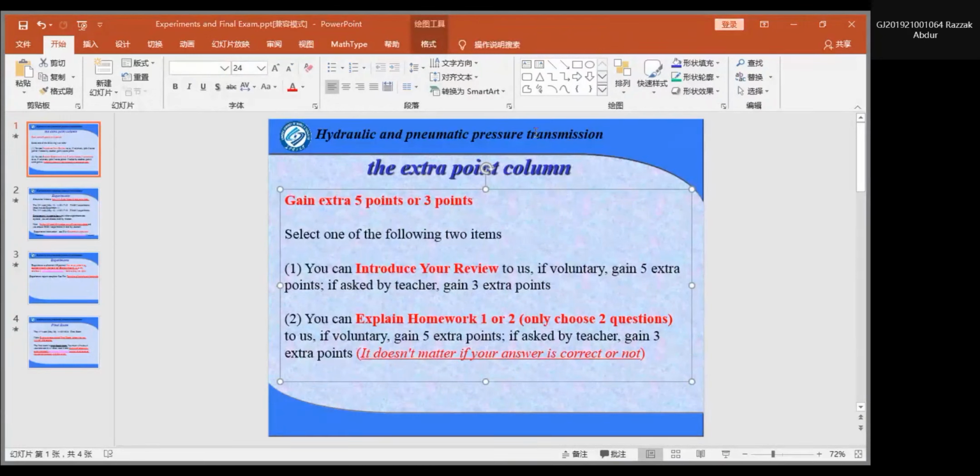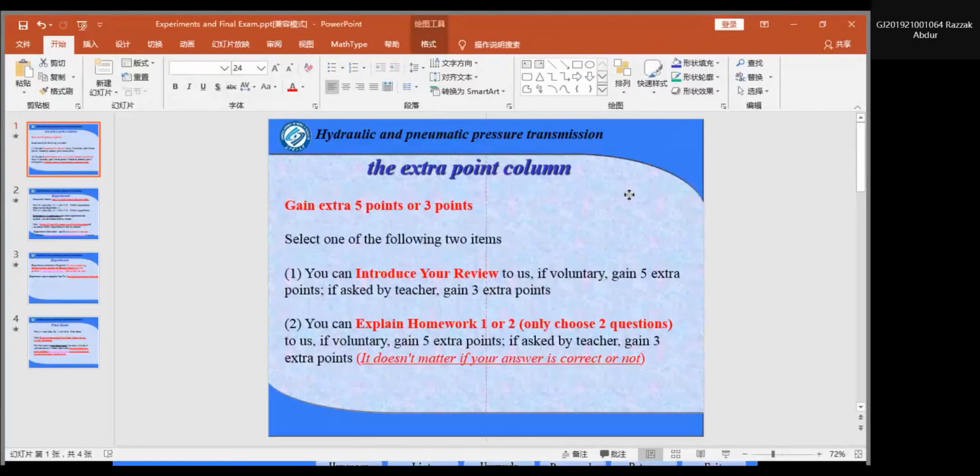Lao Shi, when should we submit it? Which one submit? Those extra points for this. On which date we need to submit it?